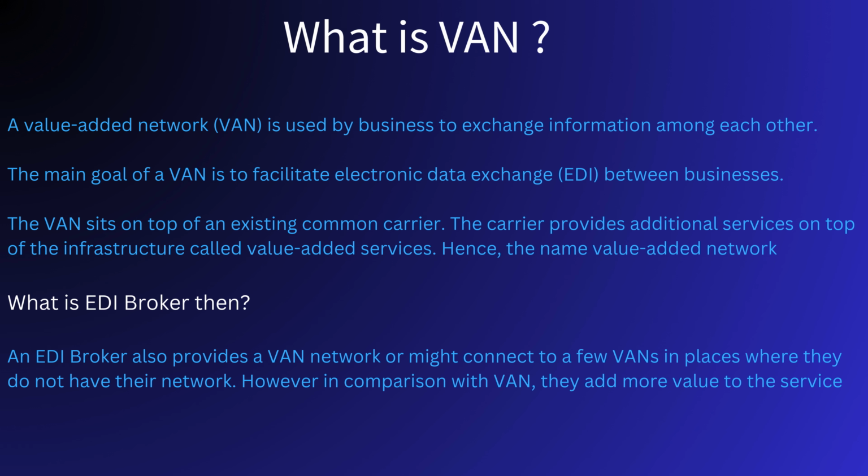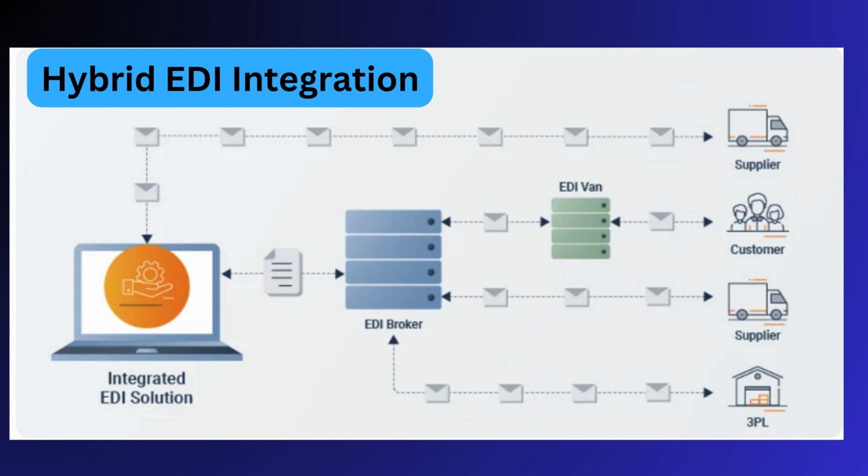Now, if you see this diagram about hybrid EDI integration, on the left-hand side is the integrated EDI solution, which could be Fusion. If Fusion wants to interact with the supplier, it can interact with the supplier directly through Oracle Fusion CMK. Else, the second option is the EDI broker. The CMK message can be generated and sent to the EDI broker.